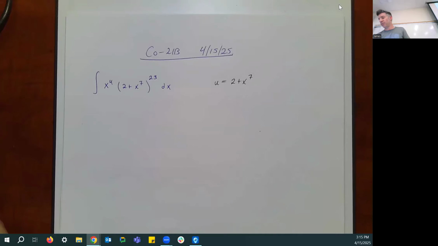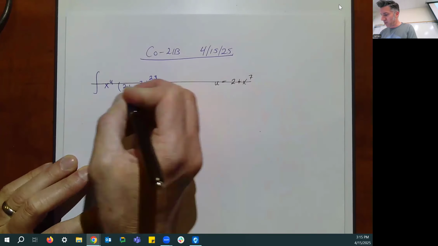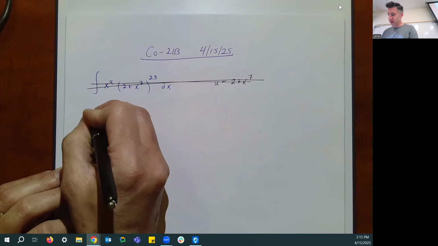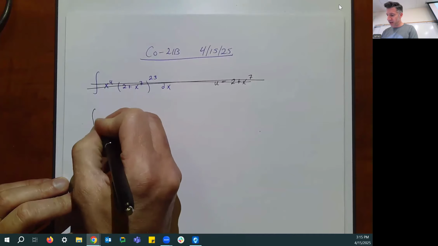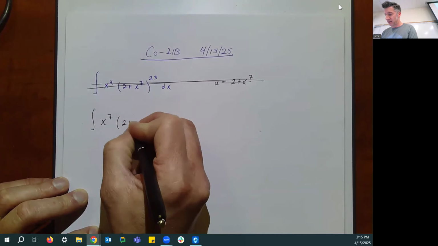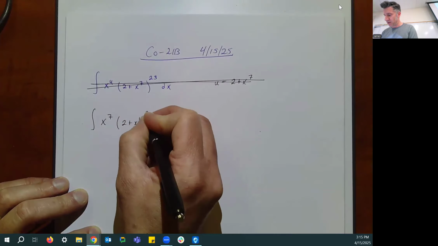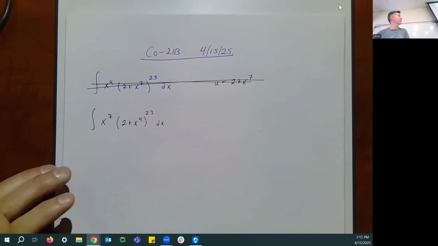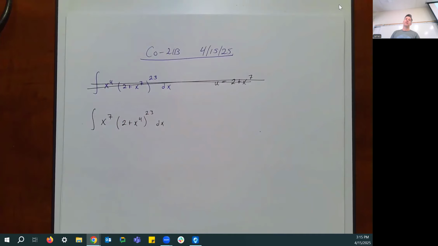I am screwing it up. So this one is totally wrong. Bless you. Sorry. This is what happened. One moment, please. That's not going to work out well at all. I meant for it to be this. Apologies. x to the seventh times 2 plus x to the fourth to the 23rd. Okay.